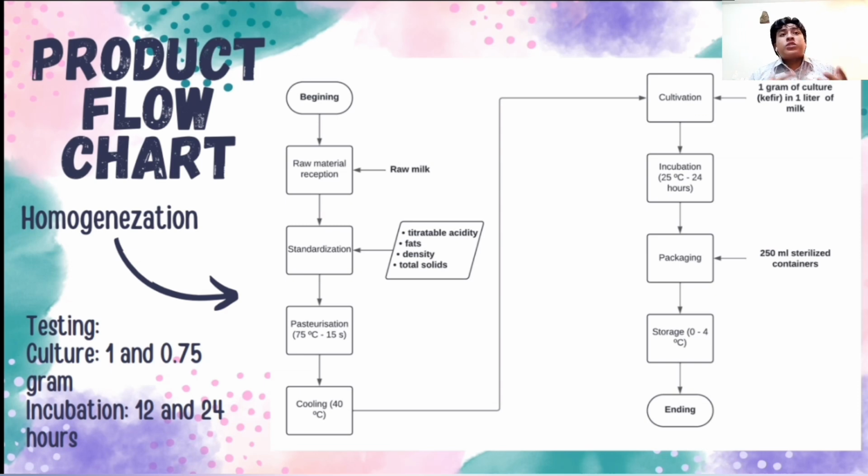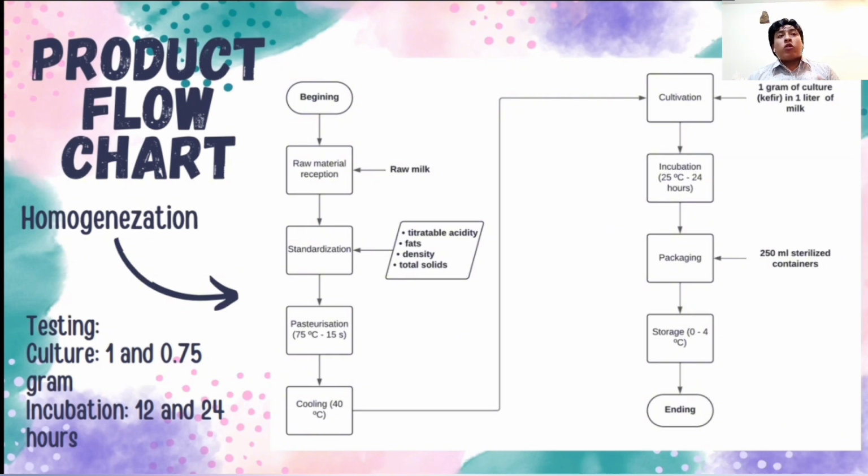Here is a flow chart of the production of kefir, where a series of steps were followed from the reception of raw material from raw milk, standardization and homogenization, where uniformity in its composition is guaranteed and separation of the liquid and grain is avoided. Then rapid pasteurization, cooling for culture, and incubation.